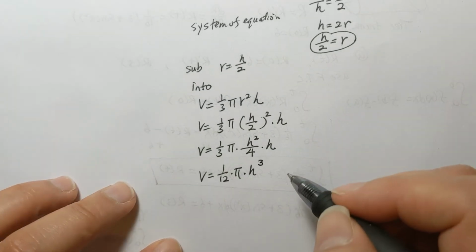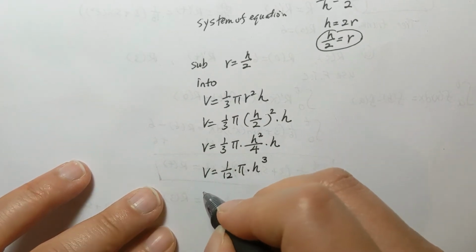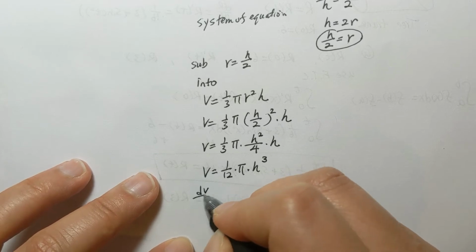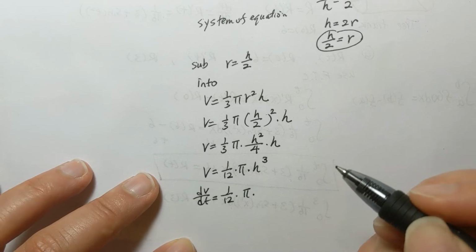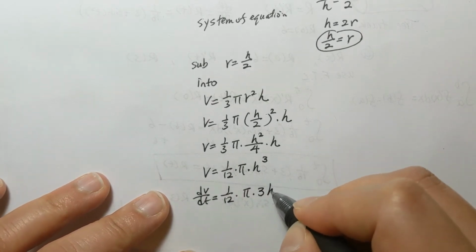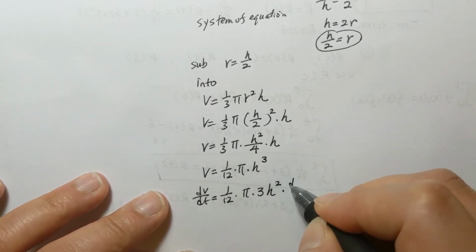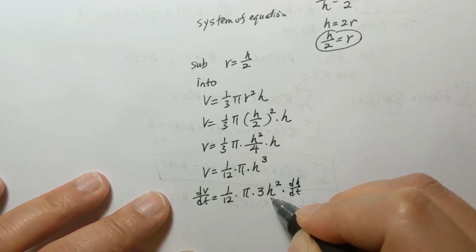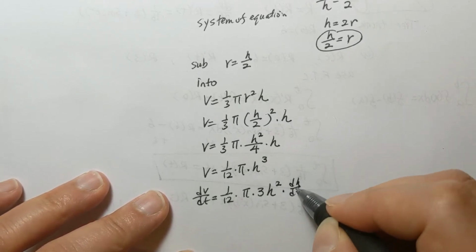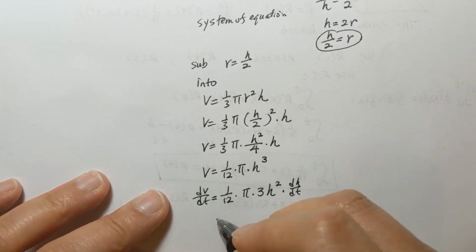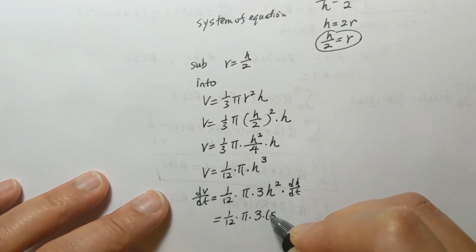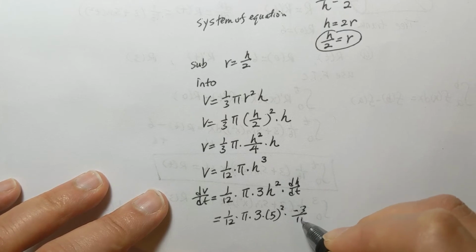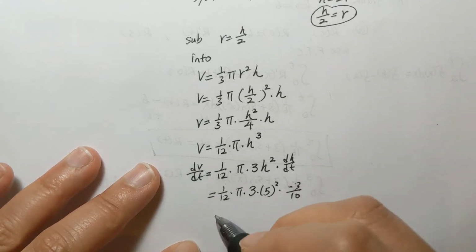Now we are going to find a derivative with respect to time because they are functions of time. So dV/dt equal to 1 over 12 times pi times 3h squared times dh/dt. We know h is 5. We already mentioned it in the beginning of the question. dh/dt is negative 3 over 10. So now we do substitution. So next step, we just simplify.